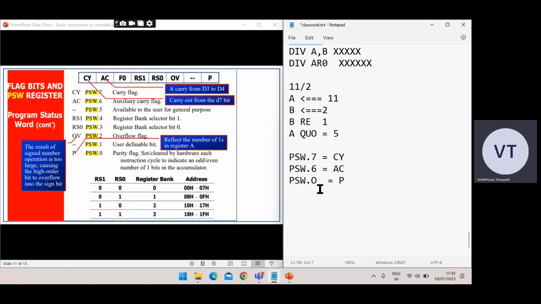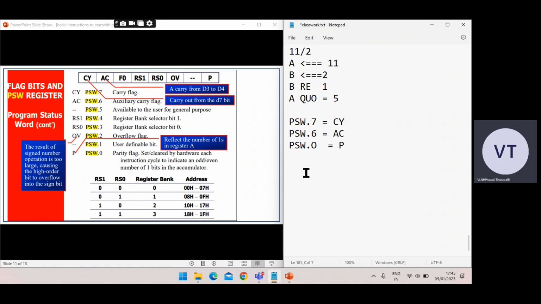Now we see a little more clearly about the program status word. The program status word is an 8-bit register. Among these, 4 bits are mathematical flags. The first one is PSW.7. PSW is a bit addressable register. PSW is bit addressable, which means each bit will have one address. You can refer to that particular bit with its address.